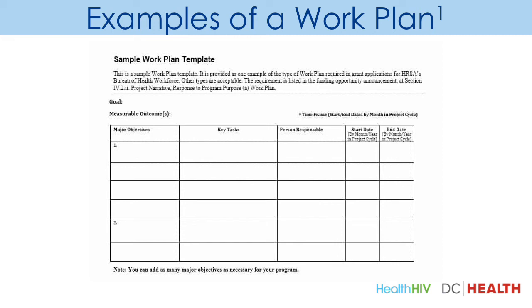So this slide features an example of a sample work plan. Note that the sample here provides a space for your main or overarching goal. Then there's a designated spot for measurable outcomes. You can then list within the table each of your major objectives. And then as you move to column 2, you will see the key tasks or activities that you need to complete each of those objectives.